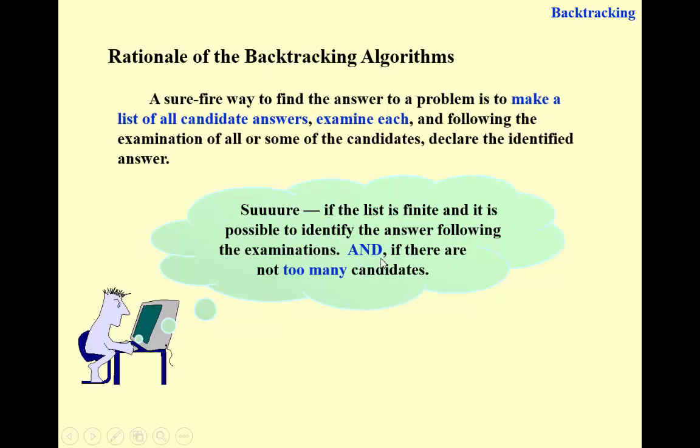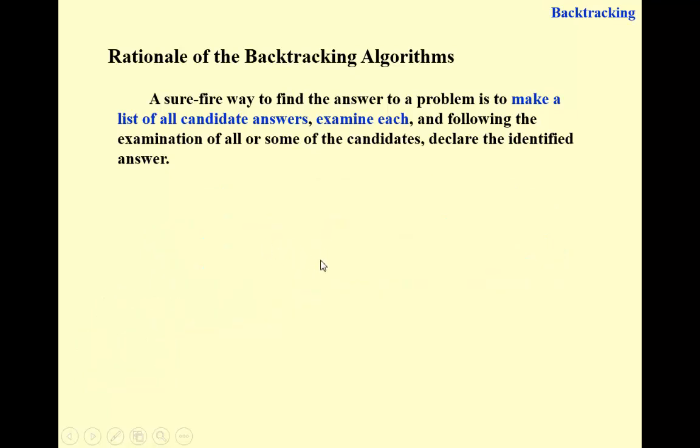Another problem is, what if there are too many candidates? So what if the number of candidates is like exponential? Or say even worse, what if it's a factorial, right? Then we won't be able to find the answer in our lifetime. So backtracking is a kind of smart searching.